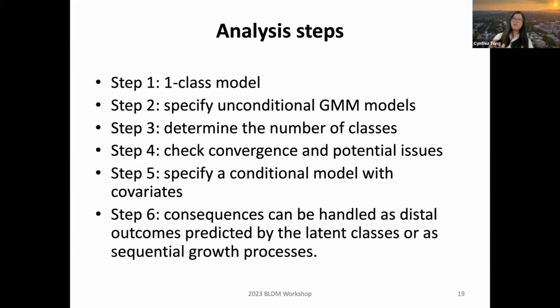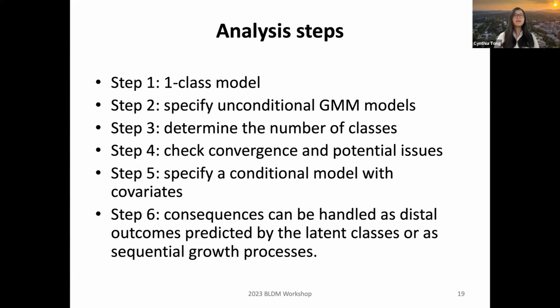We can fit some unconditional growth mixture models, and then compare some of the growth mixture models based on Bayesian model selection criteria. Okay, so generally, when we consider using a growth mixture model, in step 1, we fit a 1-class model. A 1-class model is basically just a growth curve model. Why do we need to do that? There are different purposes.